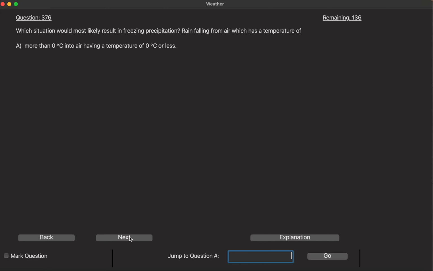Which situation will most likely result in freezing precipitation? Rain falling from air which has a temperature of more than 0 degrees Celsius into air having a temperature of 0 degrees Celsius or less. So, from above 0 degrees Celsius dropping into air at 0 degrees Celsius or less.